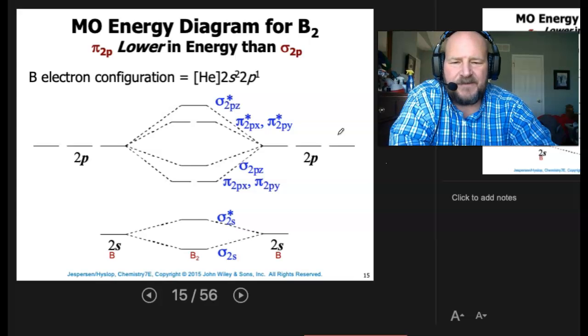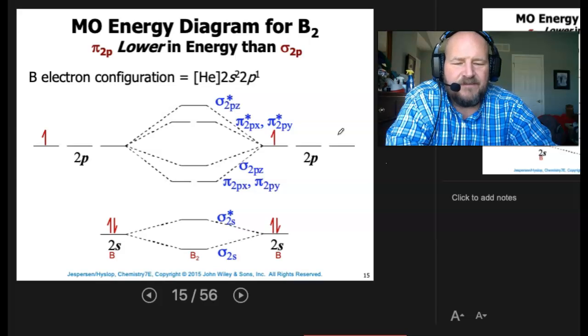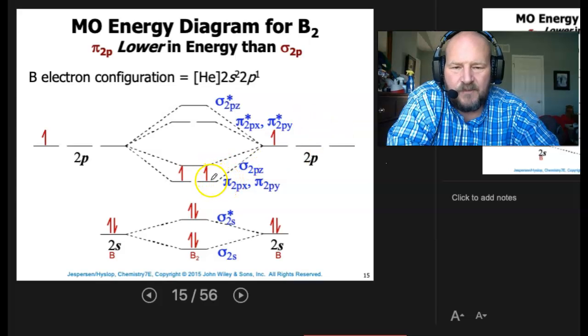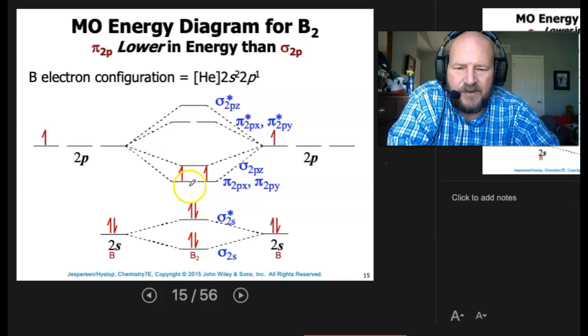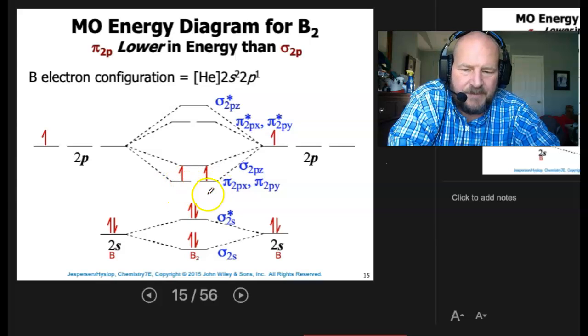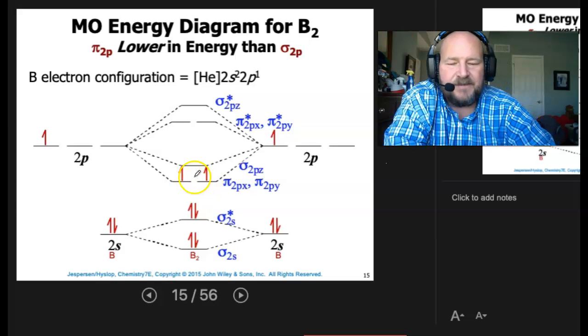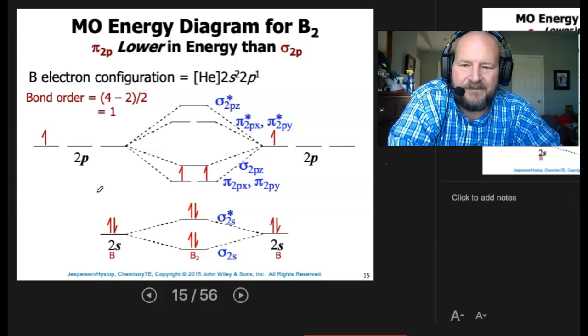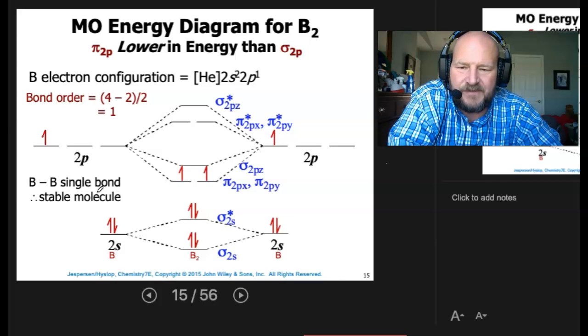So now for boron, we have the 2s2, 2p1. So now we know we're going to have 1 electron from each boron in the 2p. We know that the 2s's are going to cancel each other out. Now remember, because we're still not quite to oxygen yet, we know that the pi is going to be lower in energy than the sigma for this. So we're going to fill in those 2 unpaired. So now we get 4 minus 2 divided by 2 gives us 1. So the boron-boron should be a single bond and form a stable molecule.